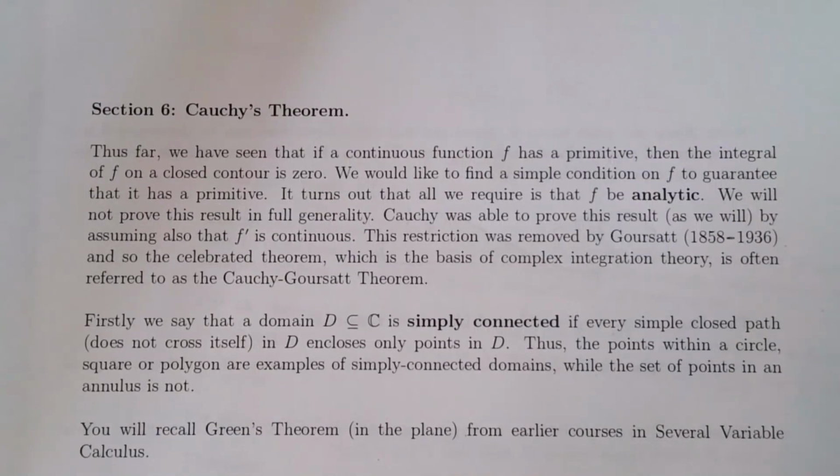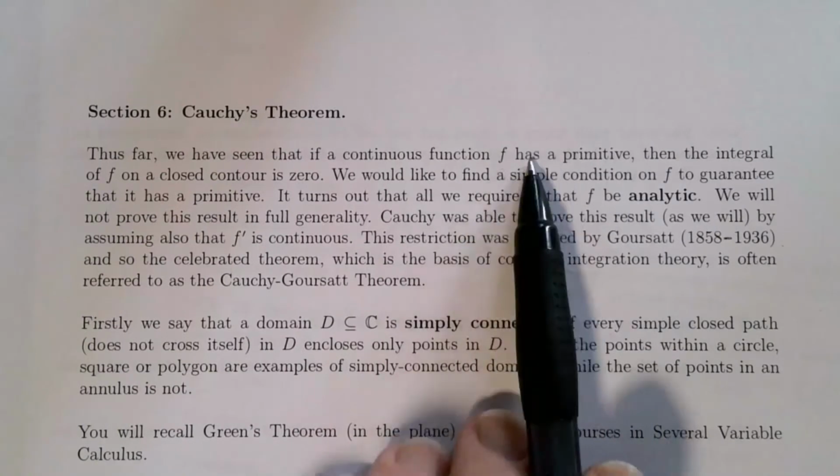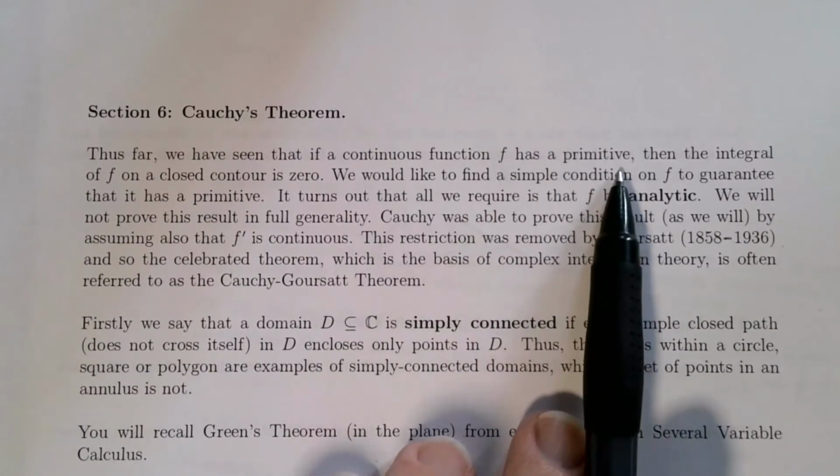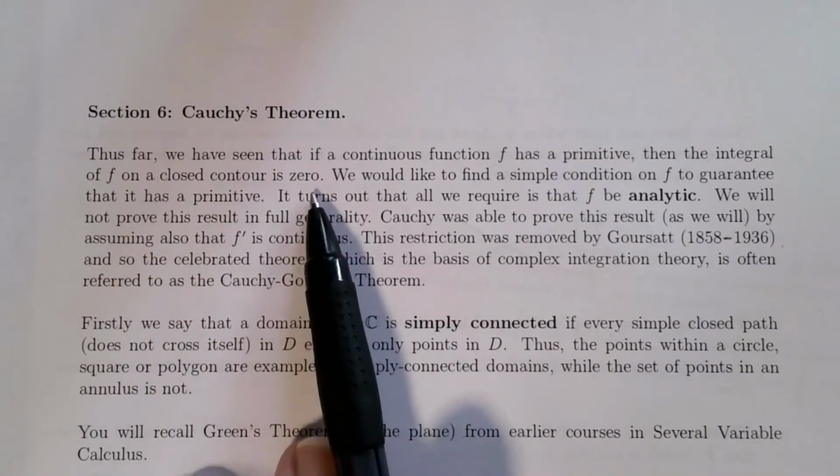Well, hello and welcome again to our journey into complex analysis, and we're up to section 6, which is on Cauchy's theorem. So thus far we've seen that if you've got a continuous function f, if it has a primitive, and that's a big if, then the integral of f on a closed contour is 0.